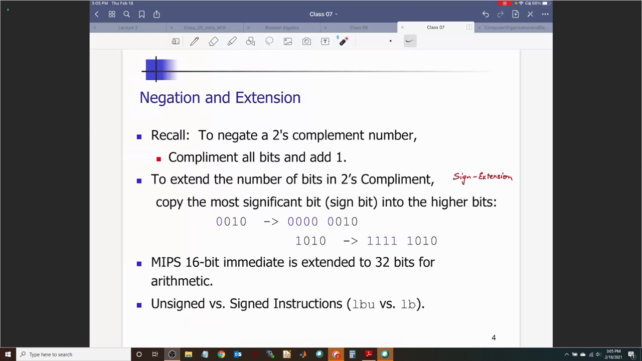All right. MIPS 16-bit immediate is extended to 32 bits for arithmetic. So when you are actually going to execute the instruction in the ALU, that immediate is also extended to 32 bits because the ALU is 32 bits.